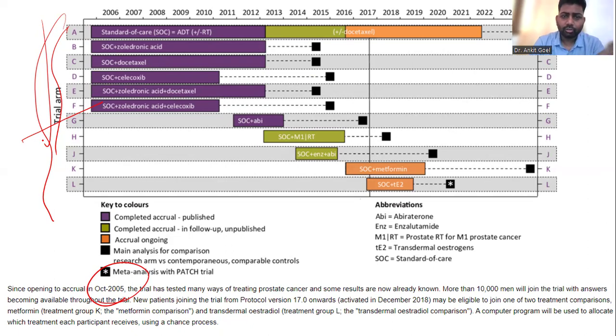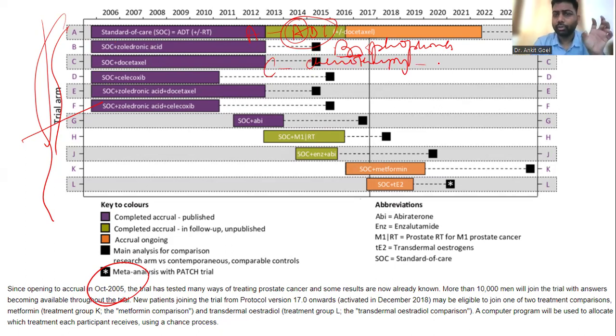What we will understand slowly, we will try to build up the concept and take it further. First we have to remember these arms, otherwise we can't recall it later on when we discuss the results. To remember the arms, arm A is for ADT. It's easy to remember it that way. Arm B is for bisphosphonates, that is zoledronate. So they compared ADT plus zoledronate, that is bisphosphonates, in arm B. Arm C is for chemotherapy, and the most common is docetaxel.